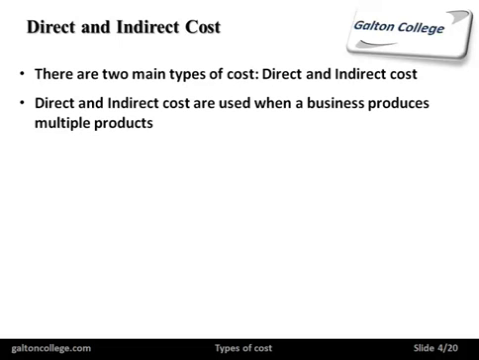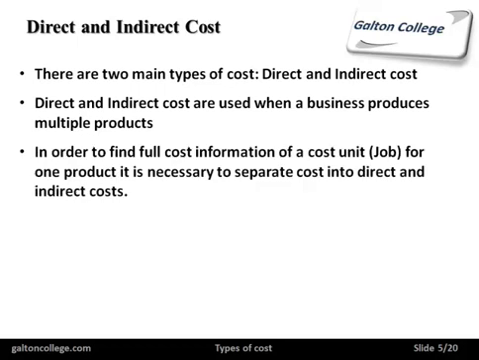Direct and indirect costs are used when a business produces multiple products. So in the case of a single product, I suppose everything is a direct cost. But in the case of multiple products, we have to look at this distinction because we need to deal with the indirect costs and try to apportion these down to the individual products. We'll talk about that again in a few moments.